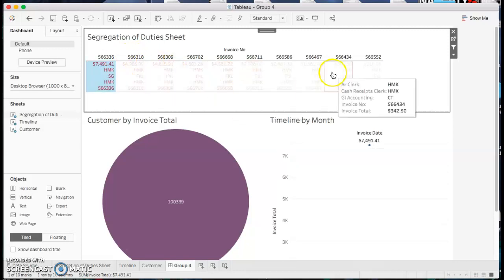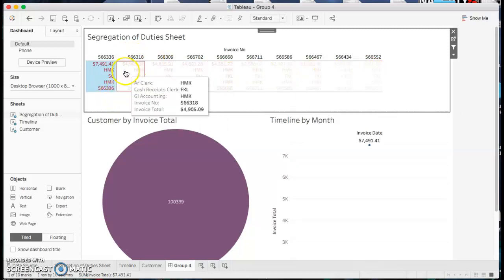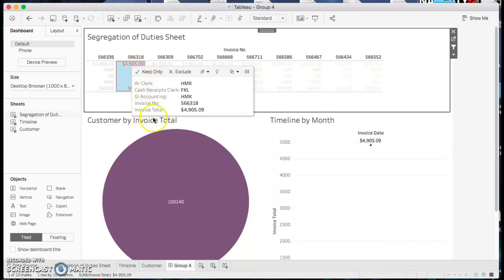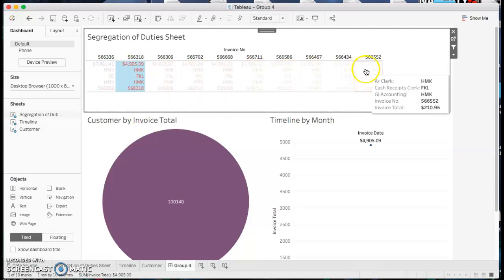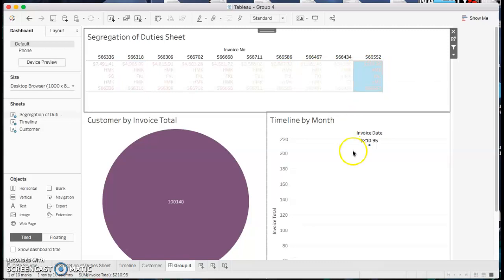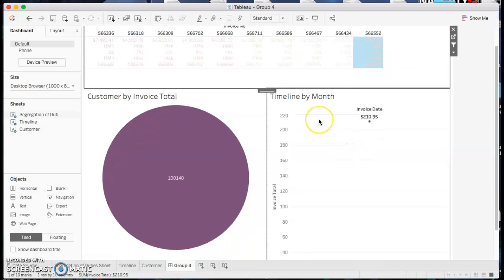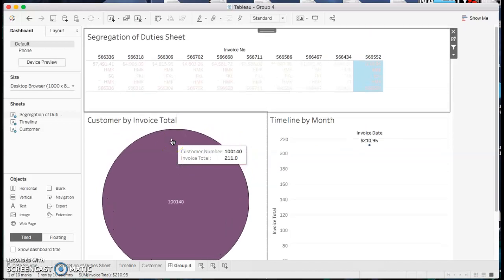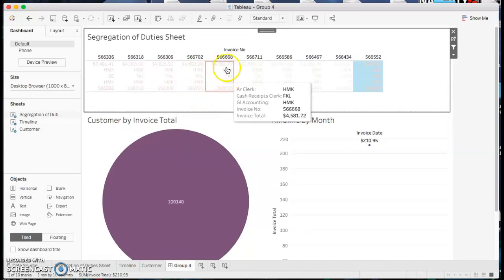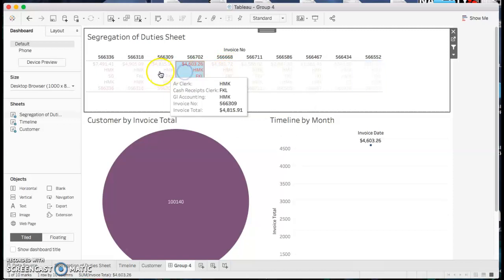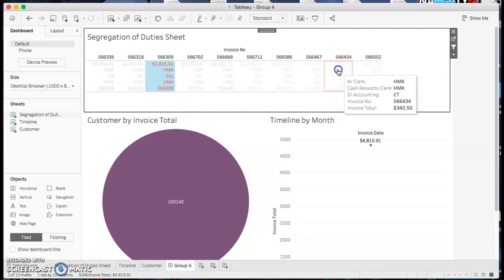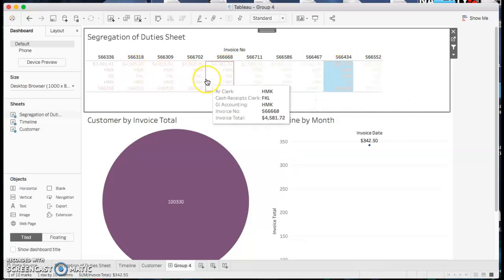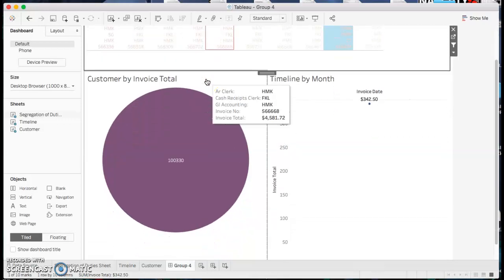So we concluded 10 of these infractions were made throughout the year, and we compiled all the data together, and we broke them down by month, by invoice total, and the clerks' names, and their invoice numbers here. This is the end of the project.